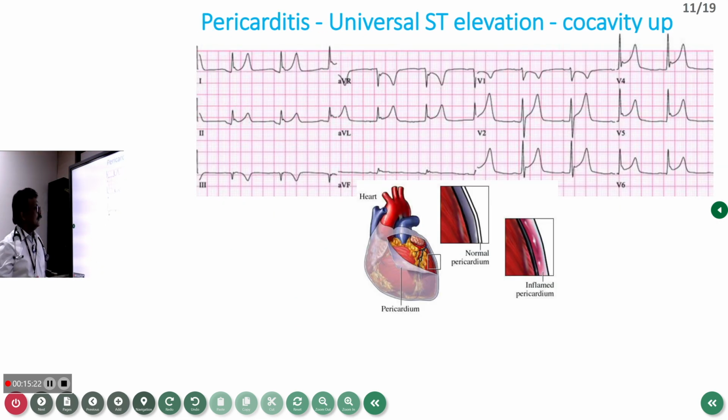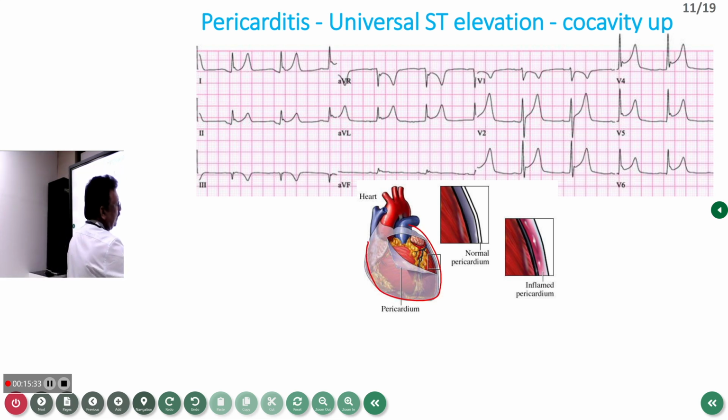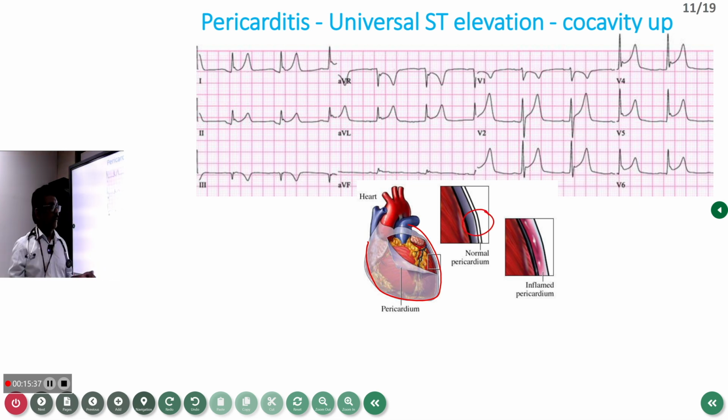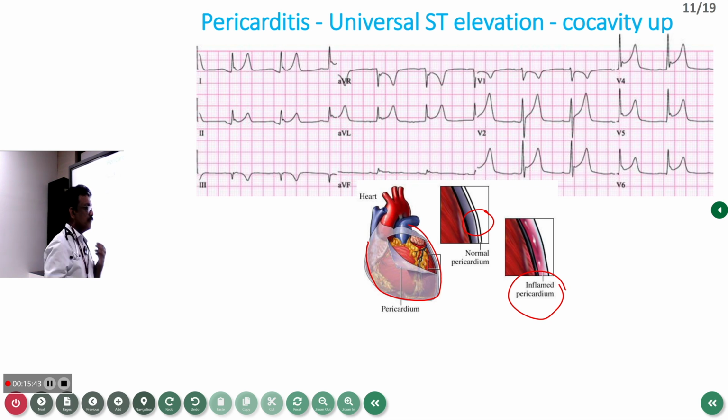Now, pericarditis is another condition. There is no coronary artery involved here. You know that the heart is covered by the pericardium. When the pericardium is inflamed due to viral fever, tuberculosis, malignancy, whatever it is, the patient can have typical chest pain. On auscultation, you can get a cardiac rub. All these things are there.